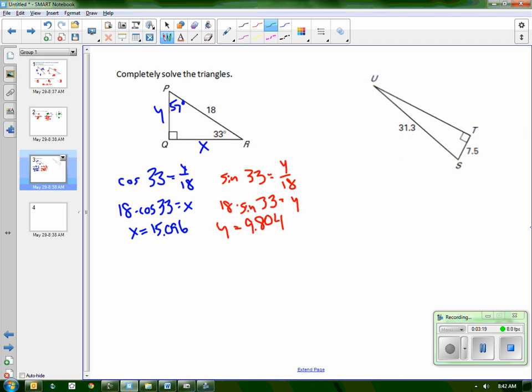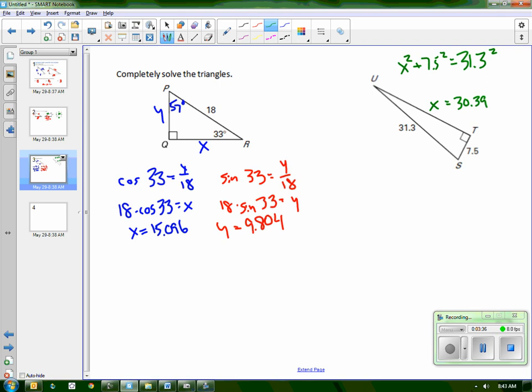The last thing I'm going to do for this problem is, I might as well just use Pythagorean theorem to find this side, so if I call this x, I would do x squared plus 7.5 squared equals 31.3 squared, and if you solve that, you get x equals 30.39.